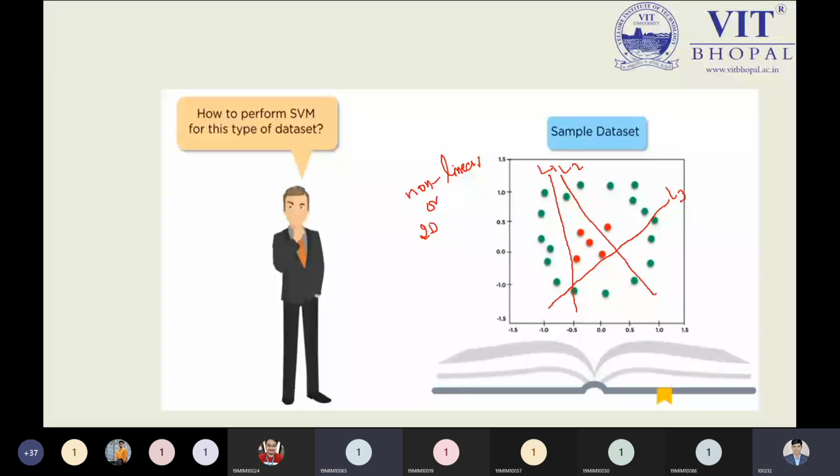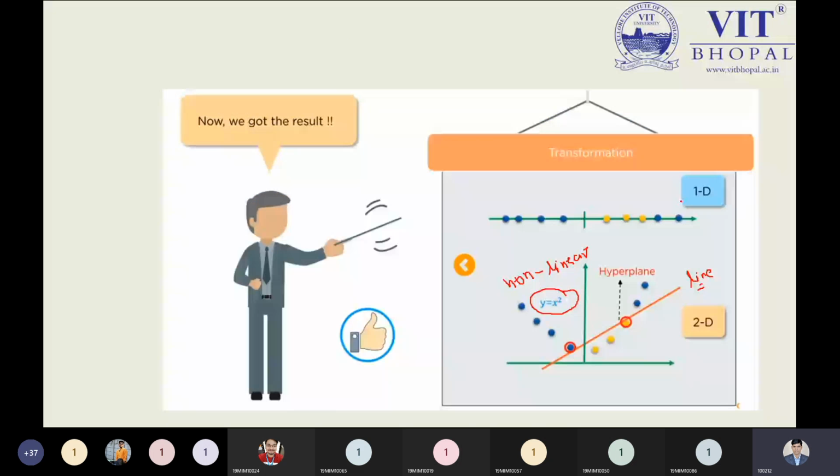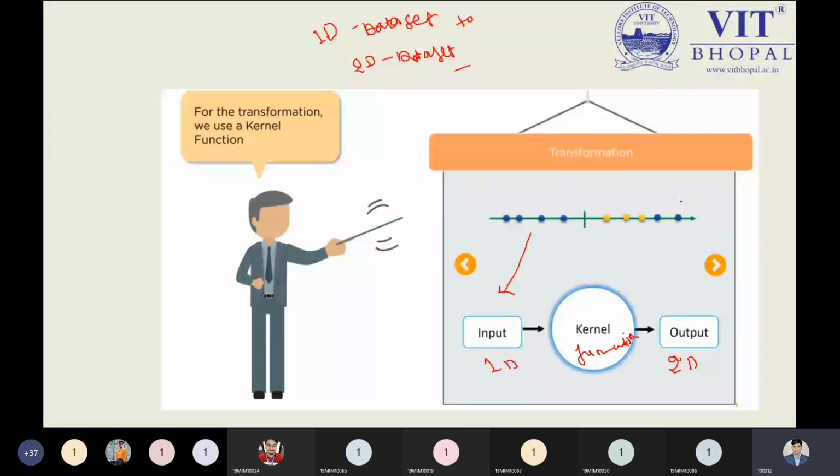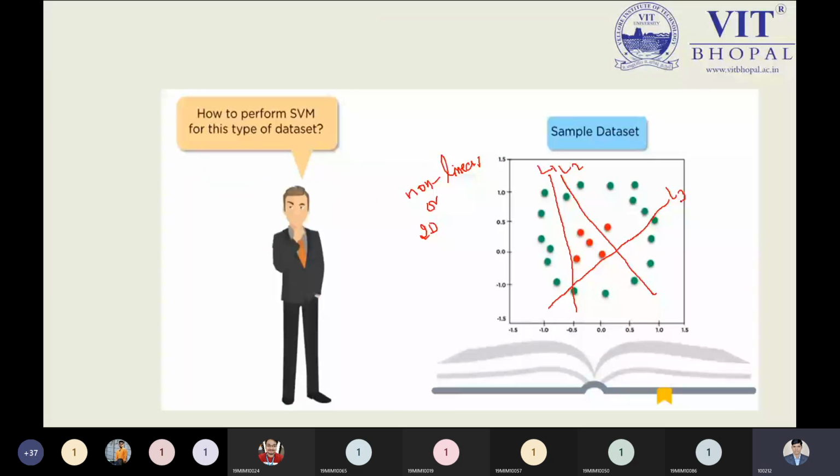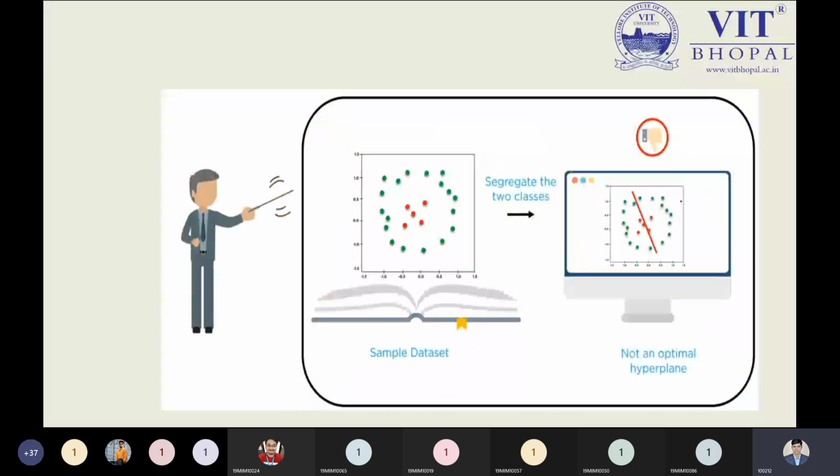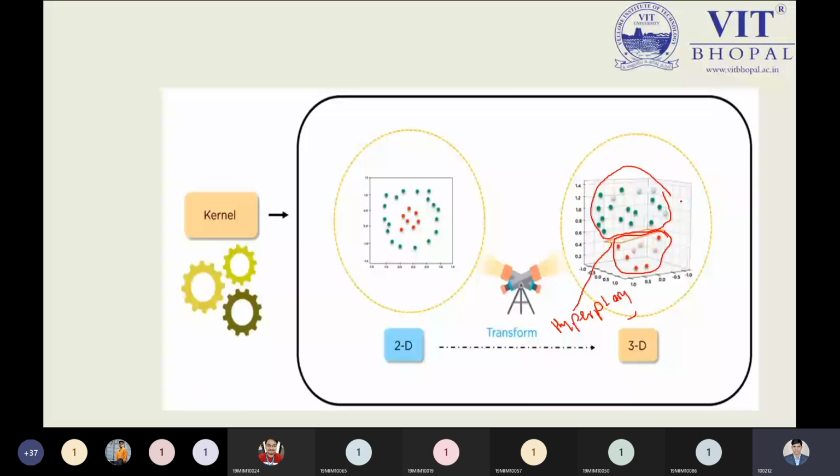No idea, sir. It's very simple, my dear. As I told you, the kernel function is basically used to transform one data set into another data set. So if we have a non-linear 2D data set, then we can transform it into a 3-dimension data set, like this one. Like this we can transform. Now you can see over here.